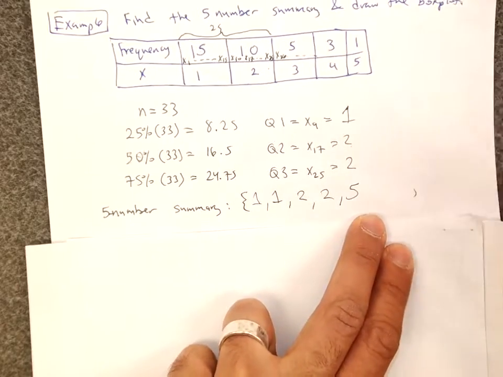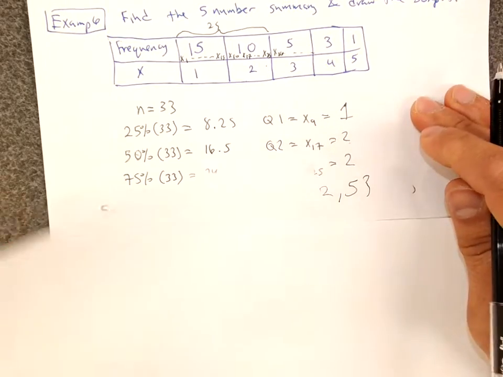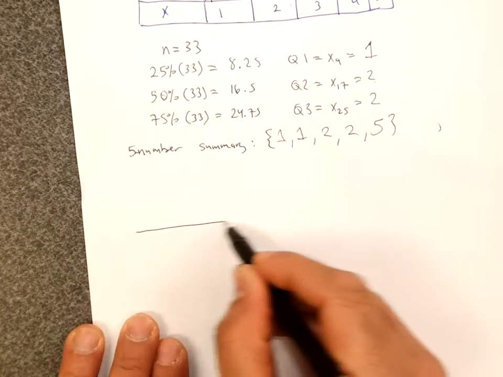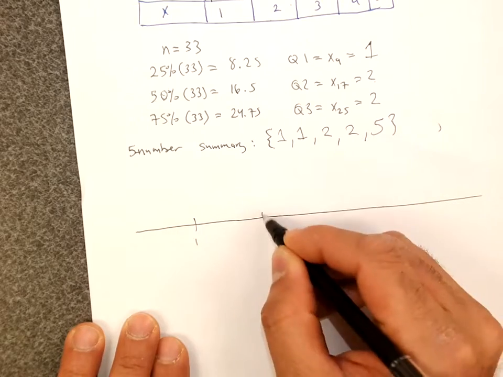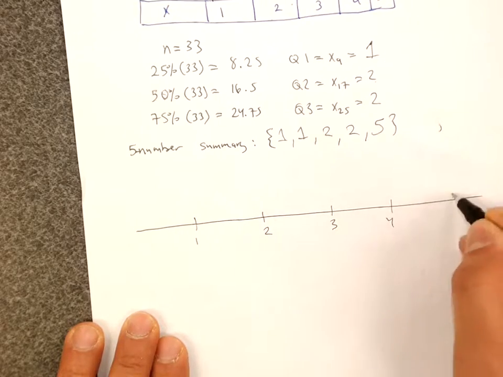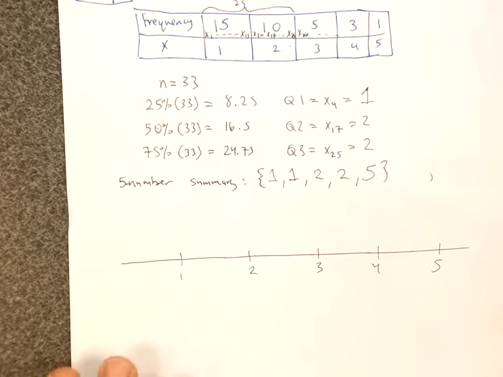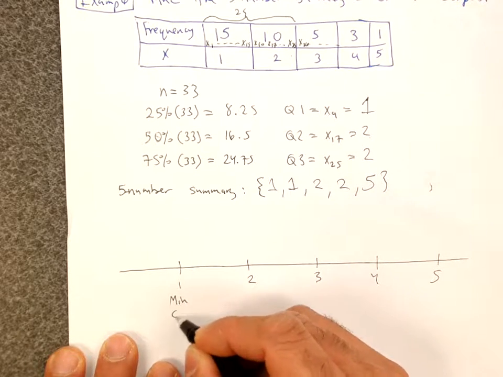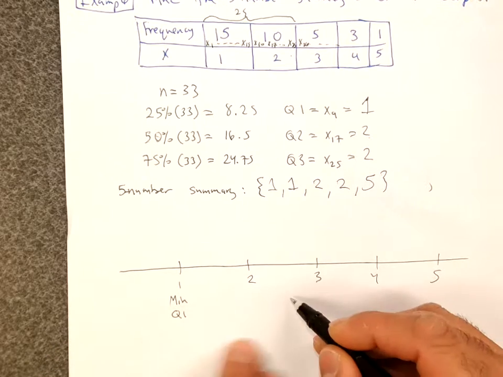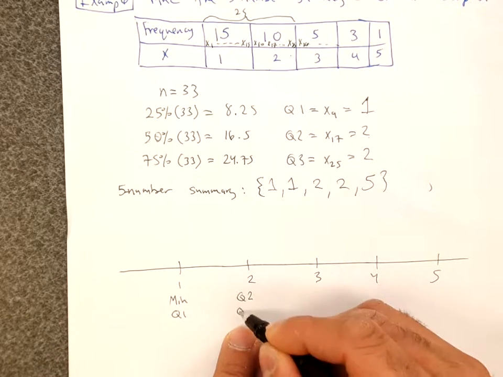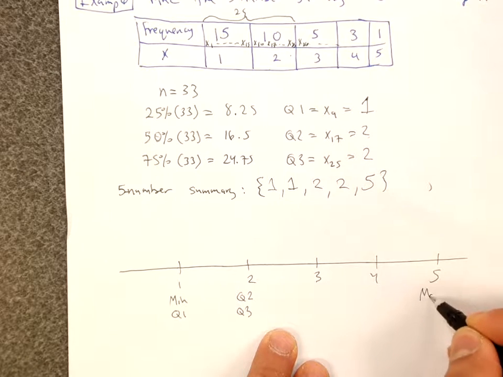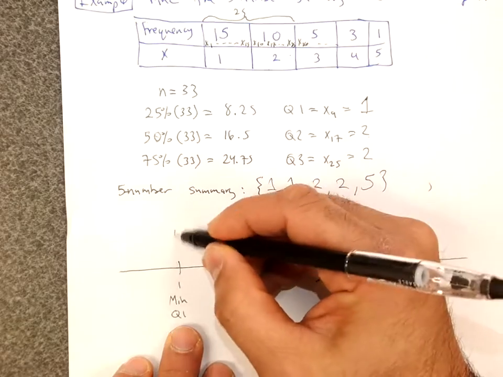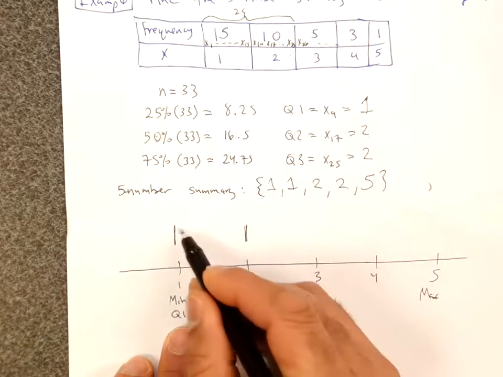Okay, so let's see what the graph looks like here. So let's draw a number line. 1, 2, 3, 4, 5. Why don't you draw what you think it will look like? Okay. Well, my minimum and Q1 values are here. My Q2 value and Q3 value are here, and my maximum is here. So I draw a box from Q1 to Q3. So I draw a box from 1 to 2.